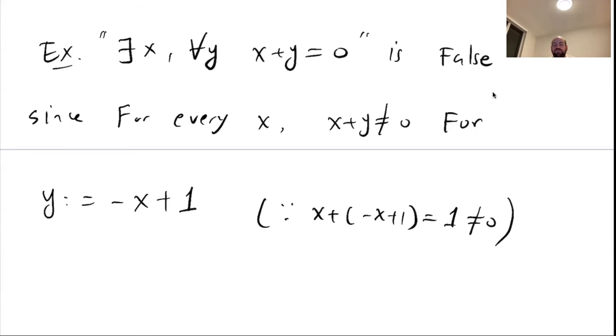See, if I choose y to be equal to minus x plus 1, then x plus y is not equal to 0 for sure. I have a guarantee, because no matter what the value of x is, x plus minus x plus 1 is 1, and 1 is always not 0. And remember, I was looking for at least one value of y for which x plus y is not 0. One value is enough for me.